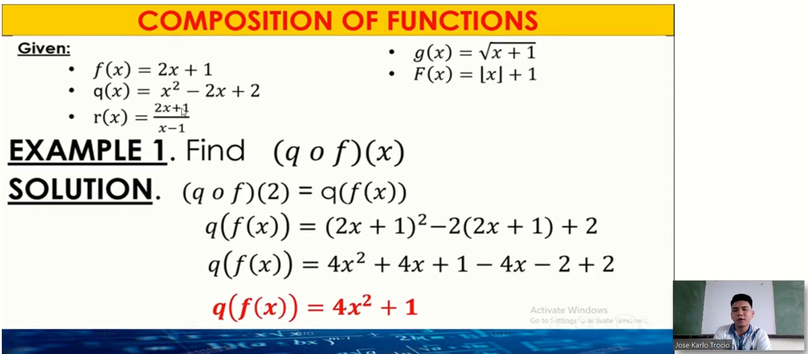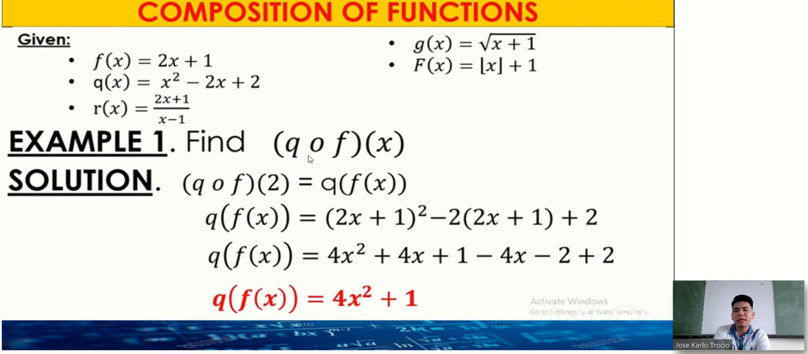So this time, you are given 5 functions. f of x is equal to 2x plus 1 and so on. You're only asked to find q composed of f of x. Again, we do not have the value of x this time, so we're just going to use f as our input and q as our output. So find the function q. Function q is here, x squared minus 2x plus 2. So you are going to use that one here.